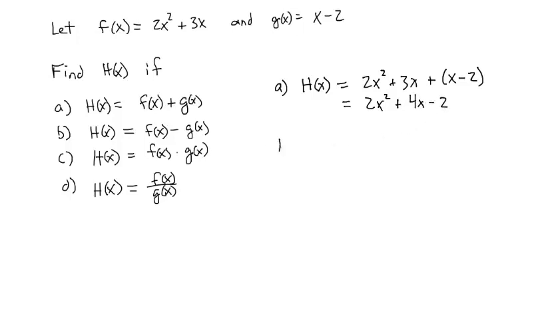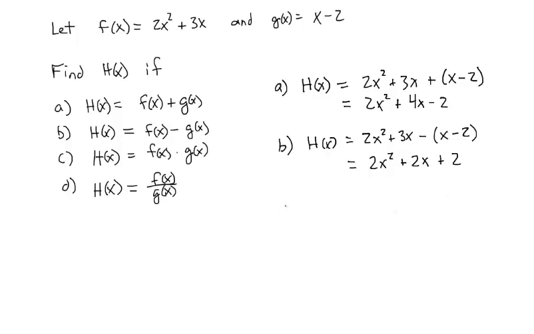In part B, we want to do f of x minus g of x. So we're going to have 2x squared plus 3x minus (x minus 2). And now when we simplify, the only x squared term is the 2x squared. And now we have 3x minus x, so we get plus 2x. And now we have minus a minus 2, so we get plus 2.